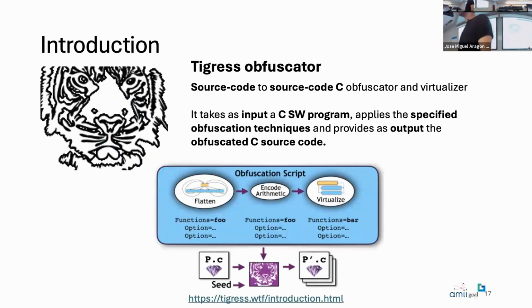Another tool that we have used in this work is the Tigress obfuscator, which is a classic obfuscator for the C programming language. It takes as input a C program and gives you as output another C program after some obfuscation techniques have been applied. For example, here you have the program P and the program P prime. In the middle, Tigress obfuscator has applied some flatten, encode arithmetic, and virtualize operations to the program P to make the program P prime. It's also important that most of these transformations, which are code obfuscation techniques, also maintain the semantic behavior of the program.